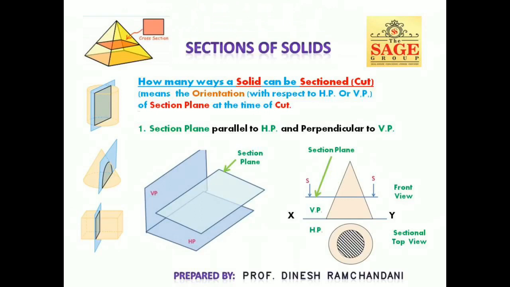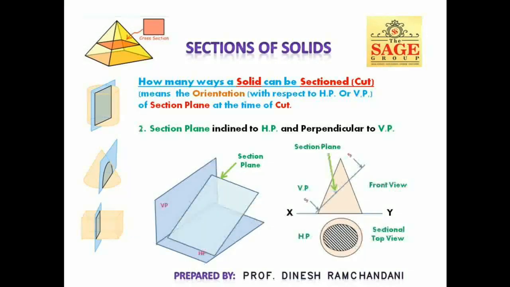Mind it, any object having apex and resting on base on the ground or HP, when it gets cut by section plane which comes parallel to ground or HP, the remaining solid is called frustum of that particular solid. Pyramids and cone have got apex. That's why we got frustum of these solids only.